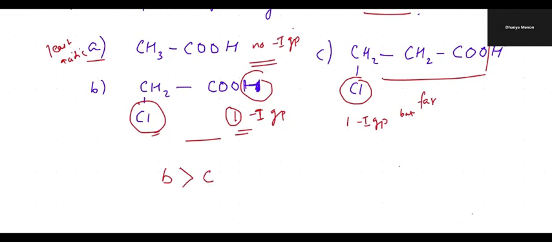C has one minus I group, though it is far, but at least it has one minus I group, though it is far away from the H plus ion compared to B. Okay, the least acidic is A.